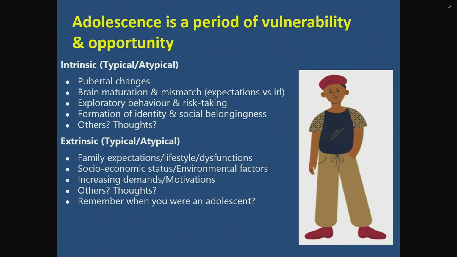There are many reasons why adolescents are at risk, and I know my colleague already shared his presentation in the plenary, which was quite informative, but I'll repeat it anyway. Adolescents have intrinsic challenges because they undergo pubertal changes, they have brain maturation mismatches, they're exploratory, and they have identity problems, including of belongingness. They also have extrinsic problems, which could be typical or atypical, like family expectations, lifestyle, and family dysfunction. When adolescents' families are breaking up or their parents are fighting, they have complications of their psychosocial presentations. They have increasing demands and also difficulties with their motivation.